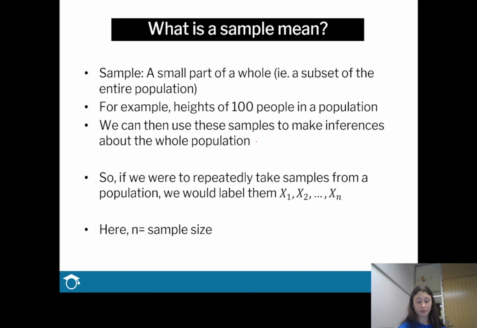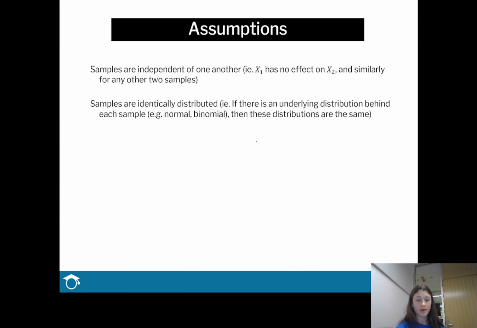n here equals sample size, just like it does in methods. The assumptions that we have to make are that the samples are independent of one another. That x1 has no effect on x2, and therefore, other samples don't affect other samples. The other assumption is that samples are identically distributed. So if there's an underlying distribution behind each sample, such as normal or binomial, then these distributions are the same.